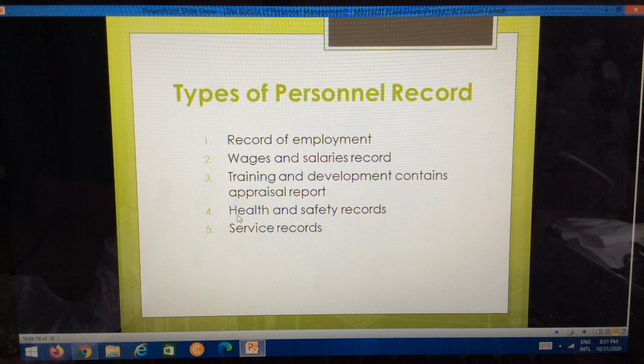Fourth is the health and safety record. It includes sickness reports, medical reports, safety provisions, and medical history or insurance reports. And lastly, the service records. Service records are the essential records containing biodata, resume or curriculum vitae, residential and family information, academic qualifications, marital status, past address, and employment records of an employee.